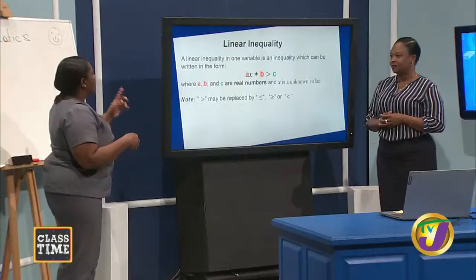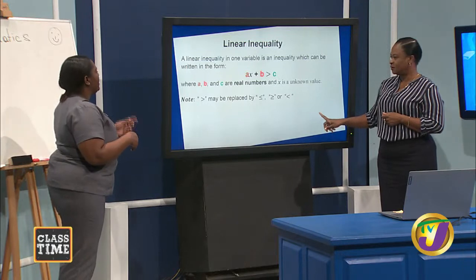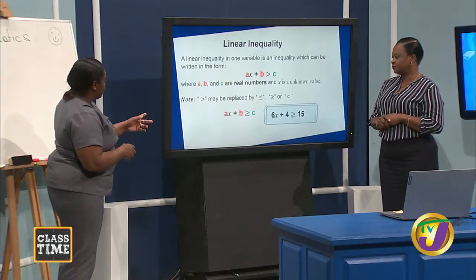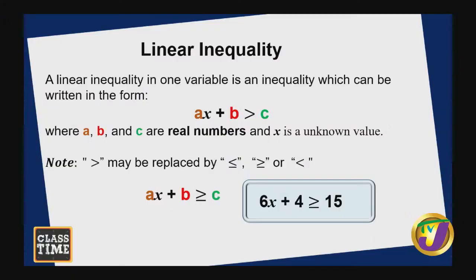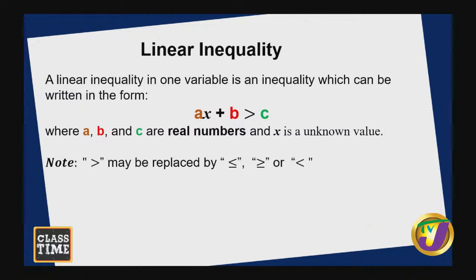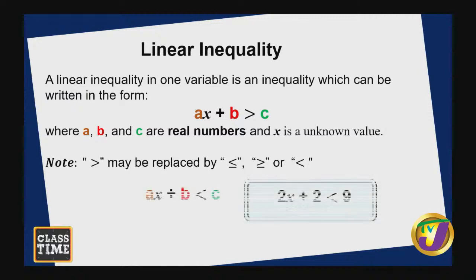So it could be ax plus b is greater than or equal to c, and there is an example: 6x plus 4 is greater than or equal to 15. And we could have ax plus b is less than or equal to c, or less than c.